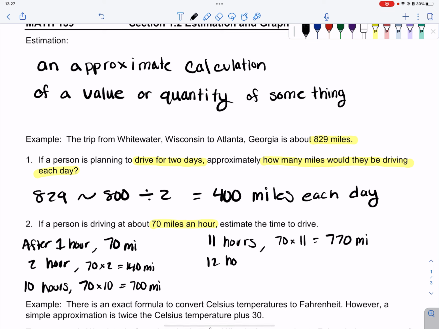So let's see how many miles they would be at after 12 hours. 70 times 12, well, that's going to be our 770 plus another 70 to give us 840 miles. I'd say 840 miles is pretty close to 829 miles. So this would mean after about 12 hours is how long it will take.